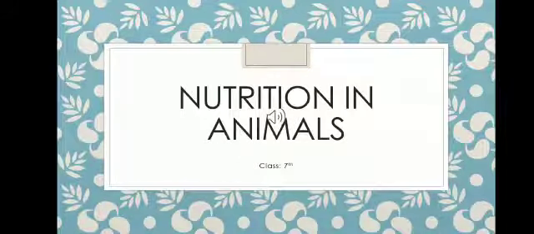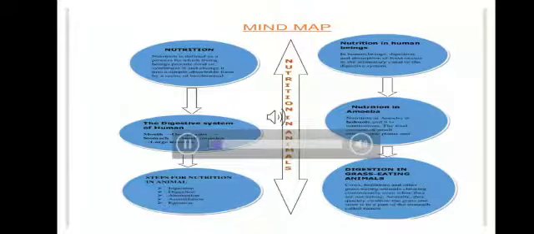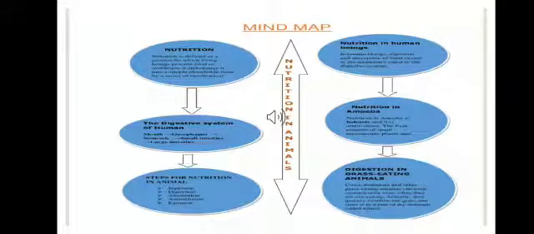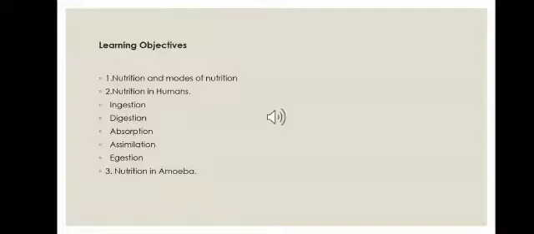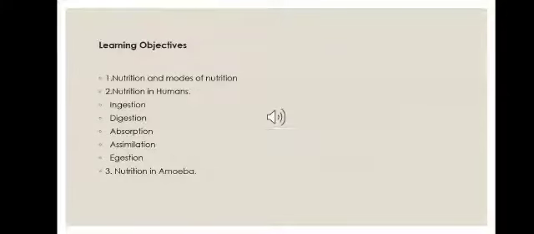So, today let's begin with the chapter Nutrition in Animals. Before we start, let's have a look at the mind map. Now we have some learning objectives here. At the end of this chapter, you will be able to answer what is nutrition, what are its different modes, and how nutrition takes place in human beings and unicellular organisms.